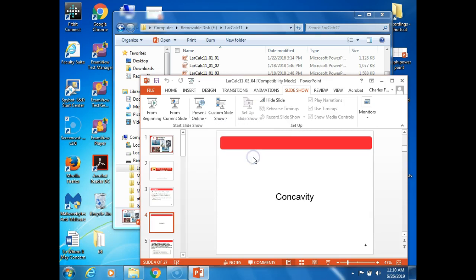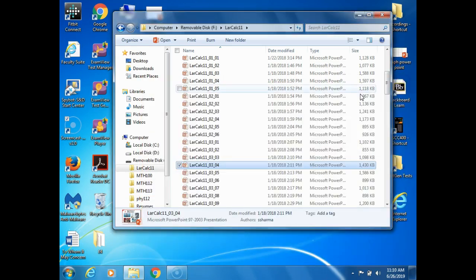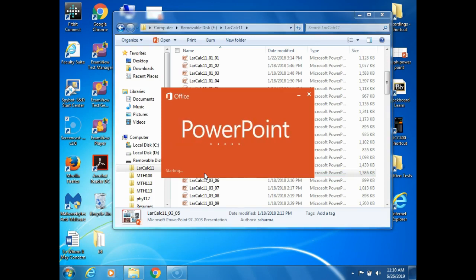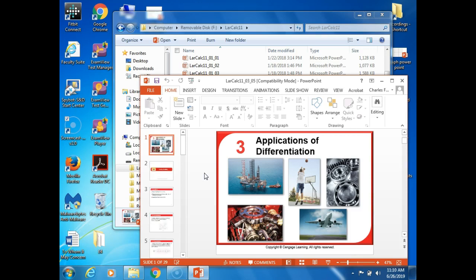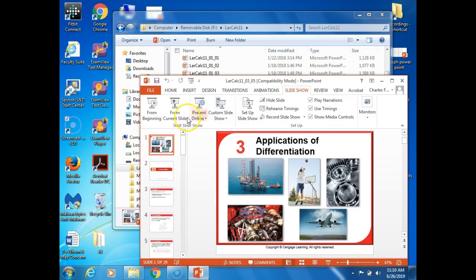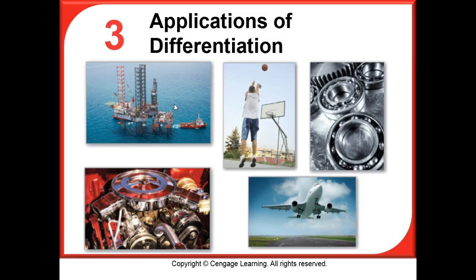Let me discard this, and let's go to 3.5. And we're going to go through this pretty quickly because it's really stuff you've already done before, okay? I'll give you just a couple of hints on it. How are we doing time-wise? Okay. We got about 15 minutes. Okay. We're still in Chapter 3, Applications of Differentiation.